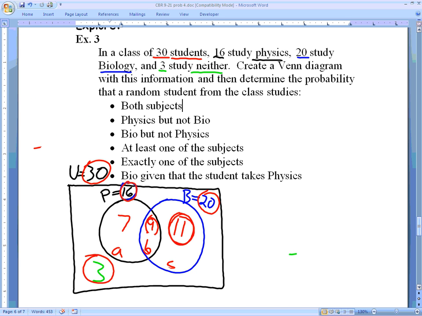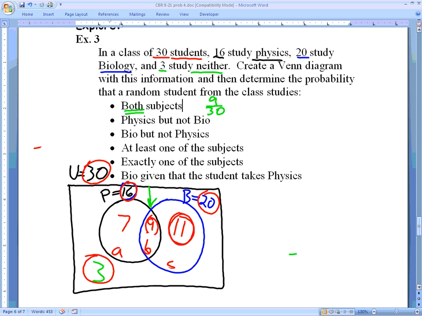So we first want to find the probability that a random student from the class studies both subjects. Well, that would be the intersection or the overlapping part, which we see there's 9 students there, 9 out of the universe, which is 30.